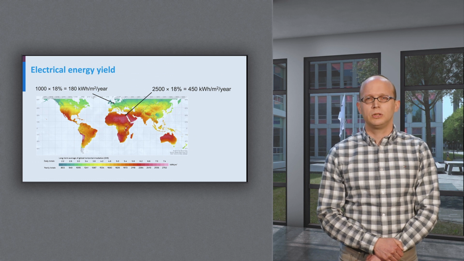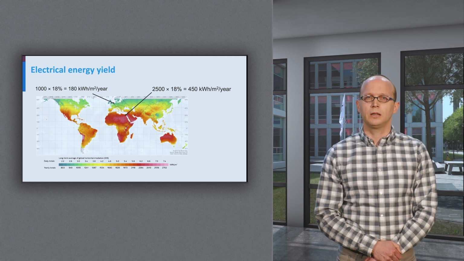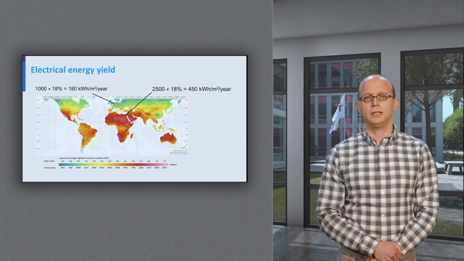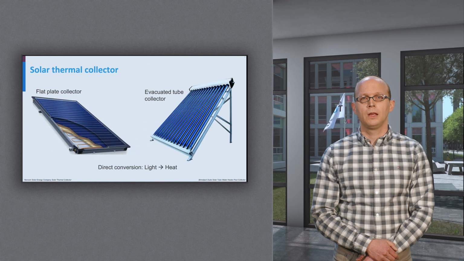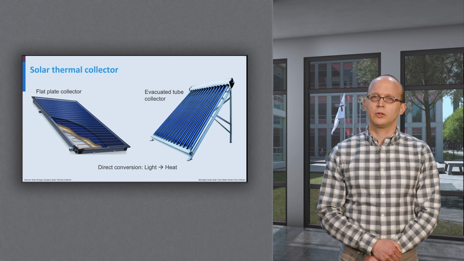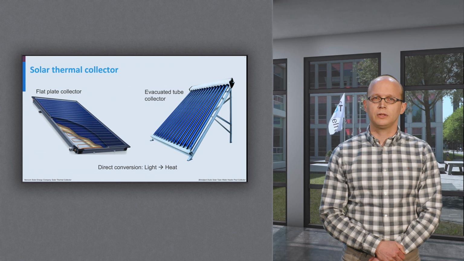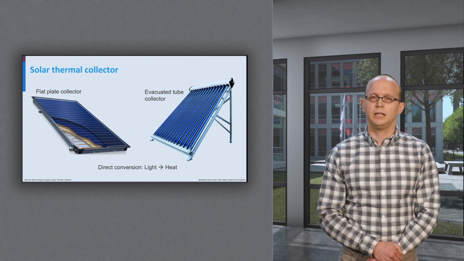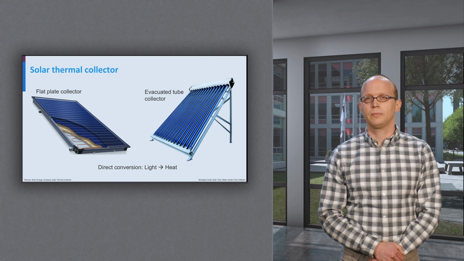There is also a more direct way of using solar energy for heating, using a solar thermal collector. So let's discuss that option in more detail. Solar thermal collectors that convert sunlight directly into heat come in different shapes and sizes. 2 common designs are the flat plate collector and the evacuated tube collector, shown here.